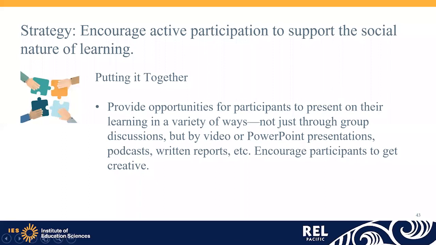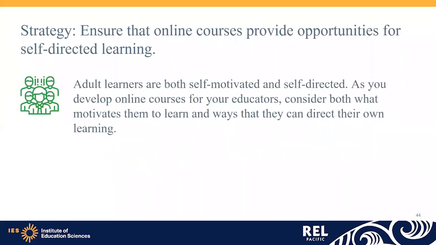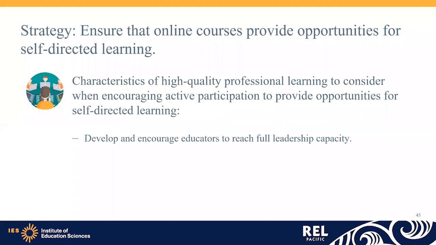Moving on to that next strategy is really about providing opportunities for self-directed learning. As we have already mentioned, adult learners are self-directed and self-motivated. How do we help with that as we move some things? So some characteristics of that, here comes that leadership capacity. And we talked about providing opportunities for people to share in their leadership of learning.